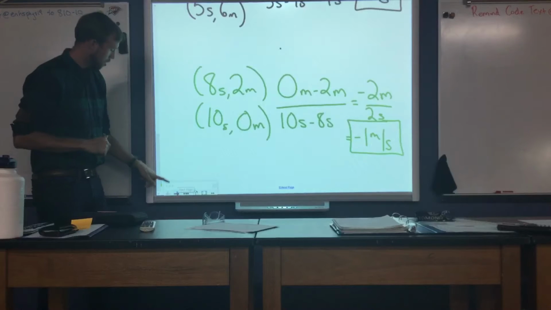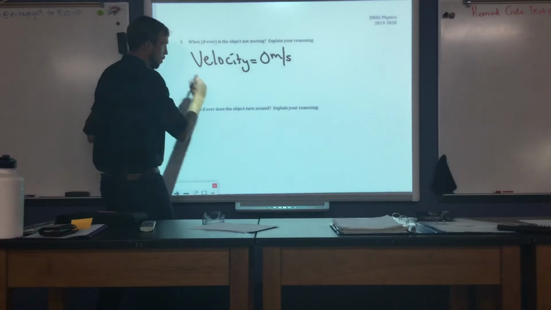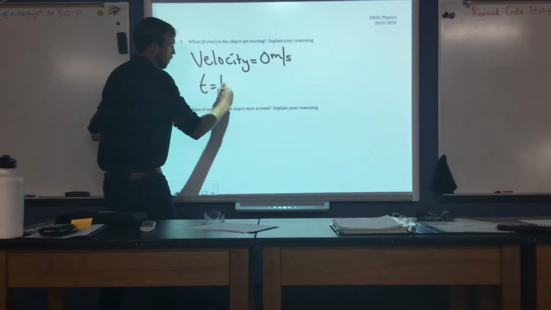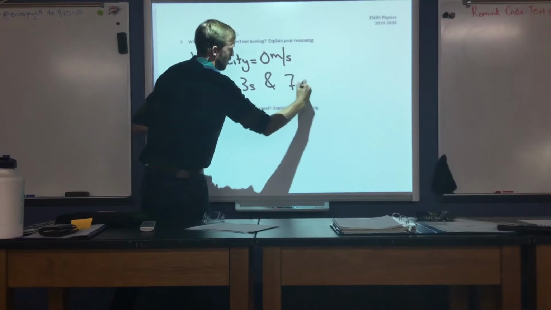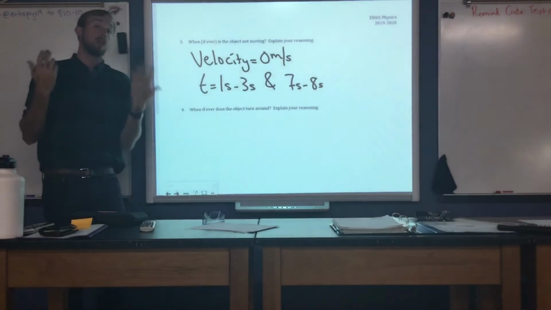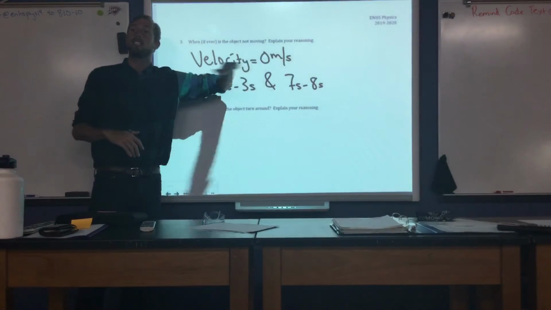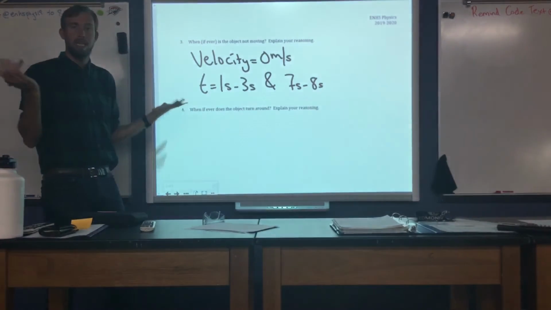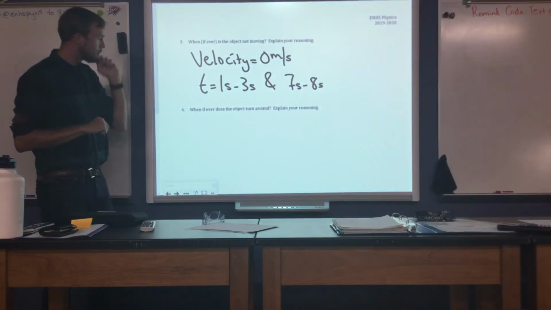So we would say, where velocity is 0 meters per second, which occurs from a time of 1 second to 3 seconds and 7 seconds to 8 seconds. Because our velocity is 0, we could also say our slope is 0. We could also say our position remains constant, doesn't change. Any of those would be accurate descriptions of why our object is not moving.